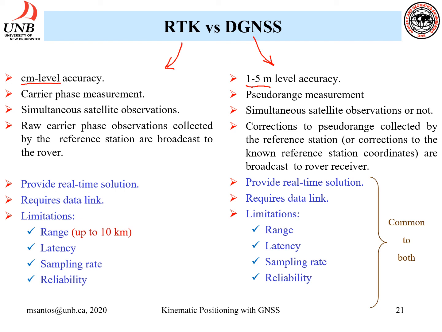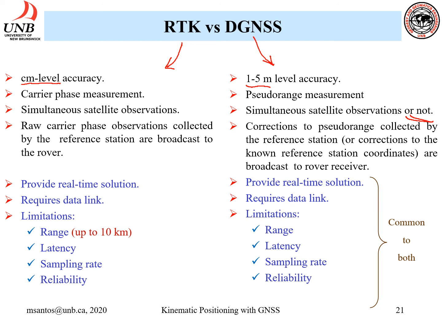Raw carrier phase, and we can think here, for example, if the observation rate of base station and rover are different, we can still apply the DGNSS corrections, because we have the rate of change of the pseudorange correction. What is transmitted in RTK are the raw carrier phase observations. In DGNSS are corrections to pseudorange.